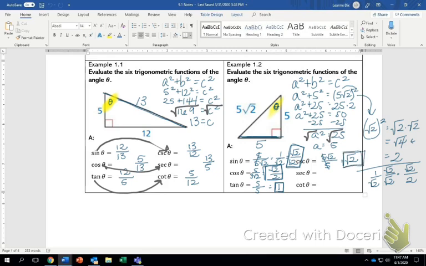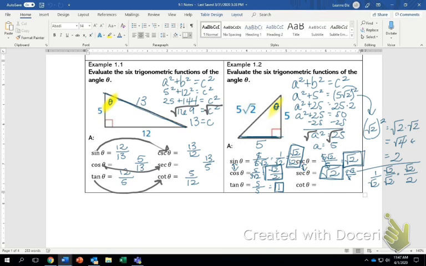And since cosine and sine right here were the same thing, it stands to reason that cosecant and secant are also going to be the same thing. So I'm just going to say that this is also the square root of 2. Again, I could have written it out, hypotenuse over adjacent. Hypotenuse over adjacent would have been 5 times the square root of 2 over 5. And then they cancel out, giving us the square root of 2.